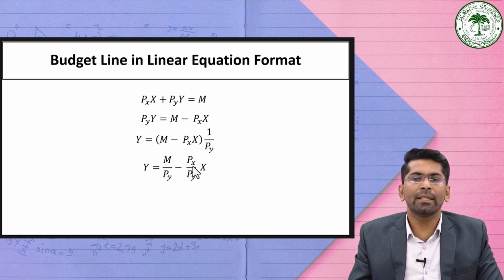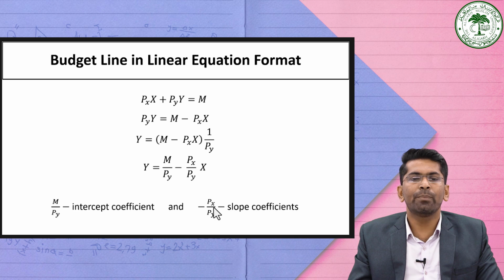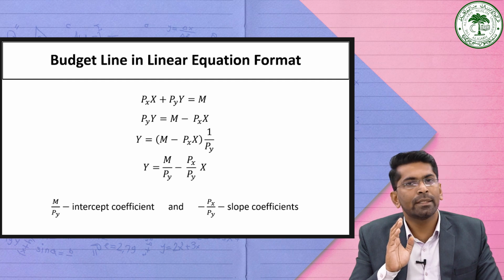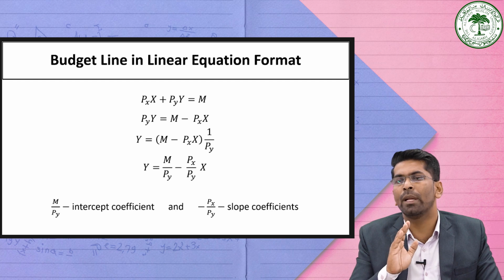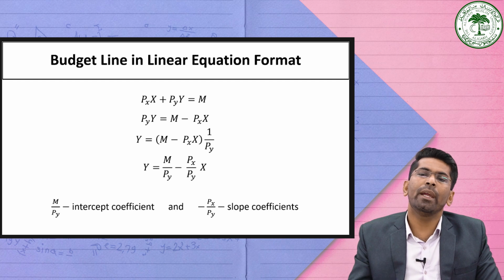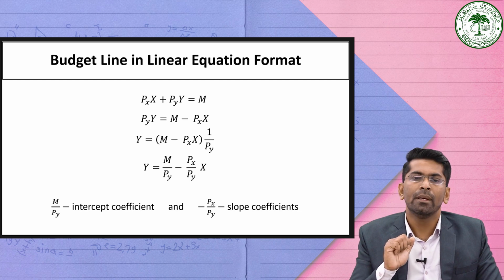And this price of x divided by price of y is nothing but the slope coefficient. So M upon Py is the intercept term and minus price of x divided by price of y is the slope coefficient. The slope of the budget line reflects the relative price of two commodities, and it is calculated as the ratio of the price of one commodity to the price of another commodity, which means that in order to obtain an additional unit of commodity y, how many units of commodity x must be sacrificed.